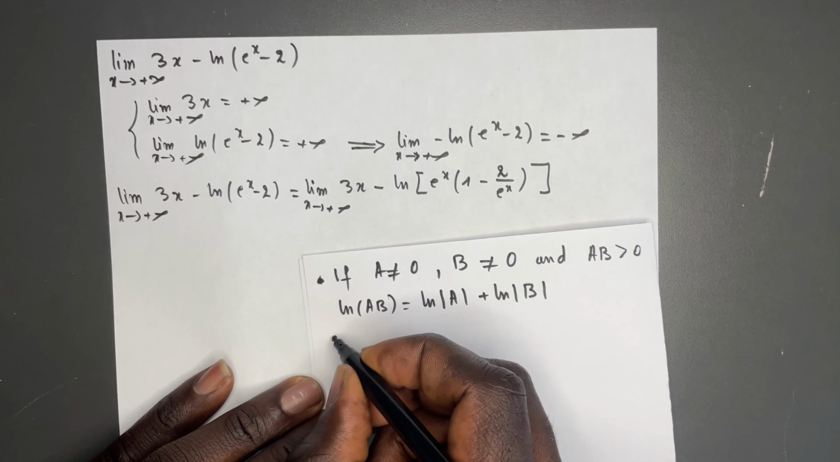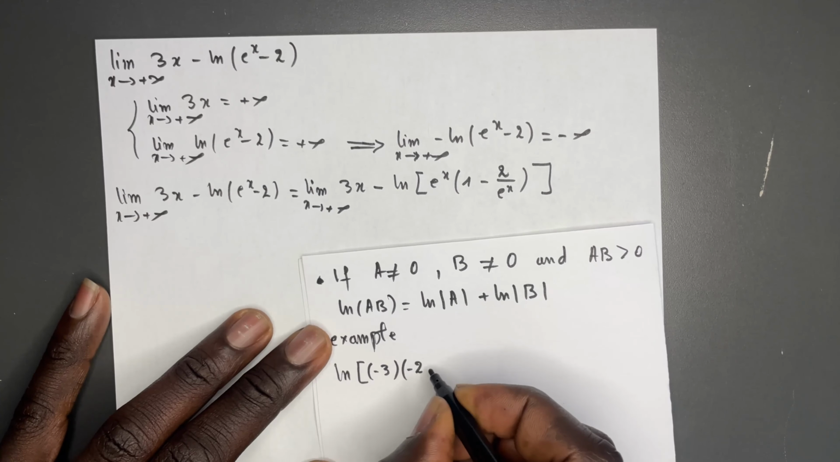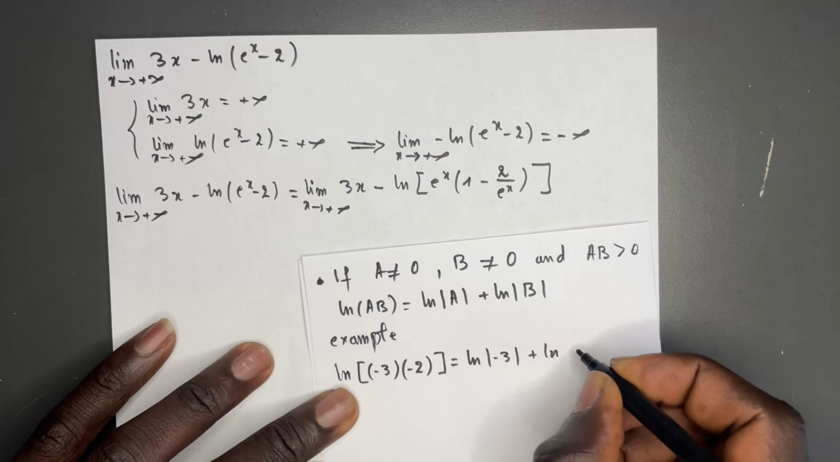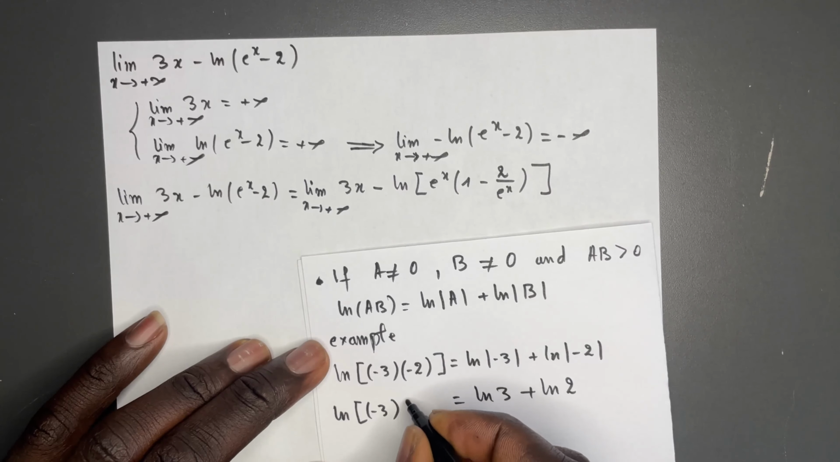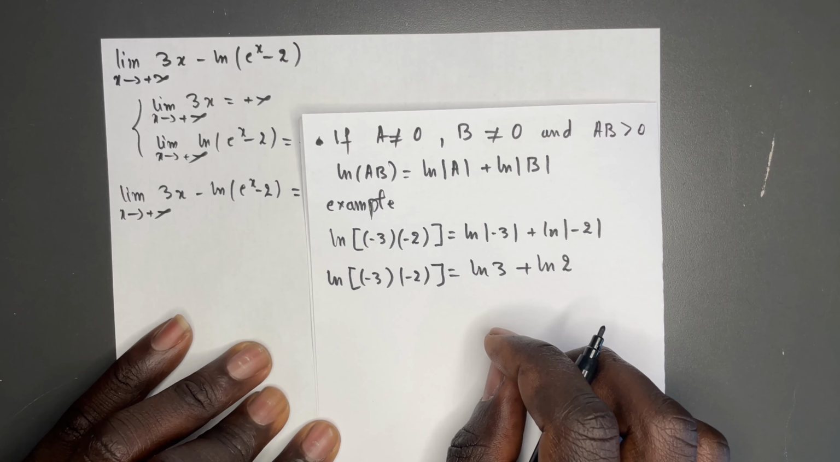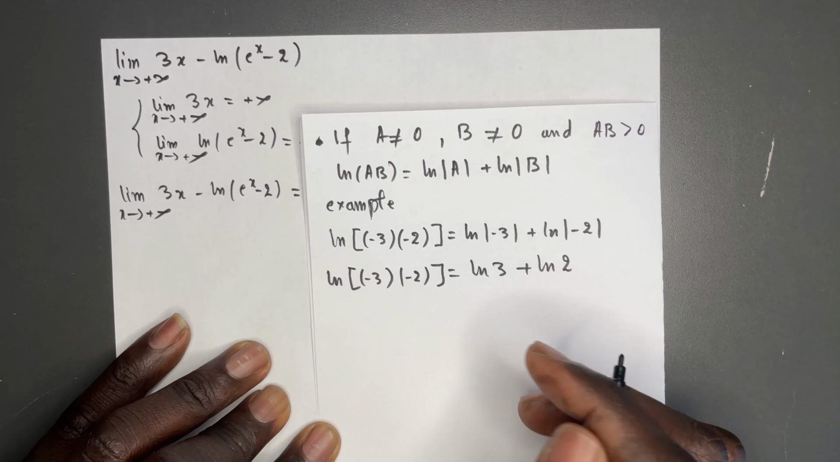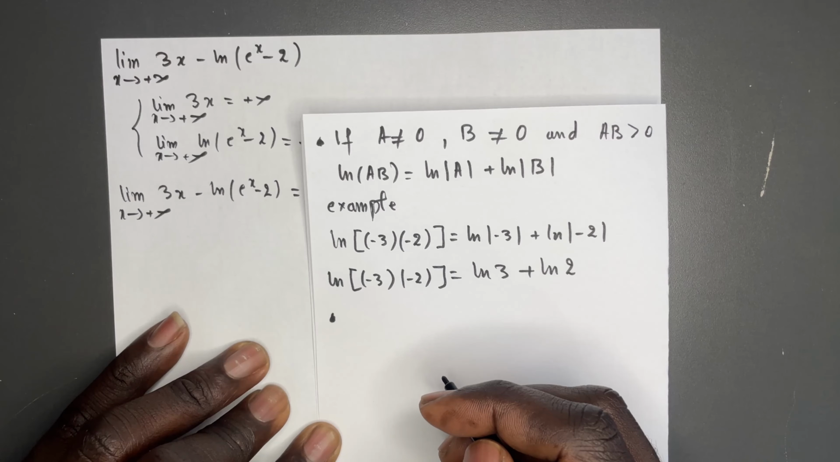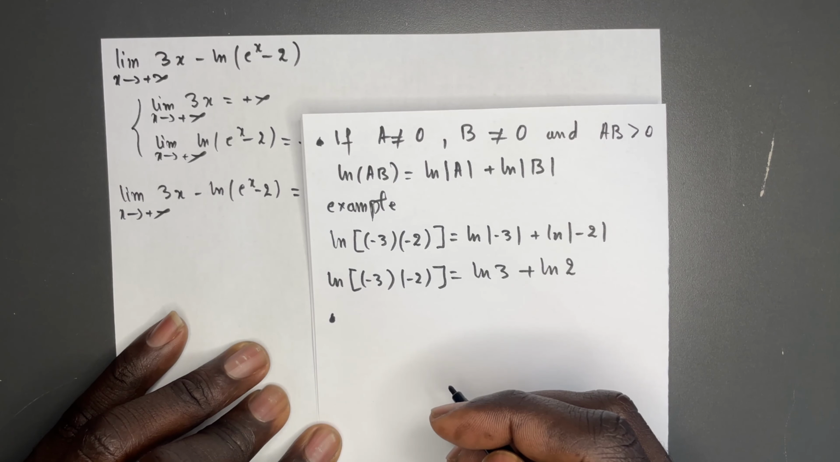For example, here we use absolute values to make sure we are taking logs of positive numbers only. But if we already know that a and b are both strictly positive, then we can write ln of the product of a and b is equal to ln a plus ln b.